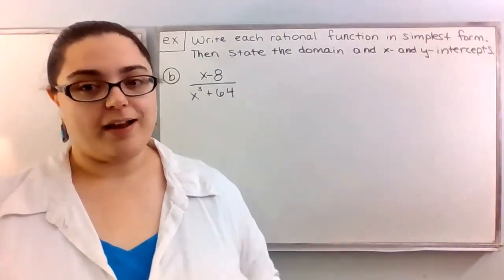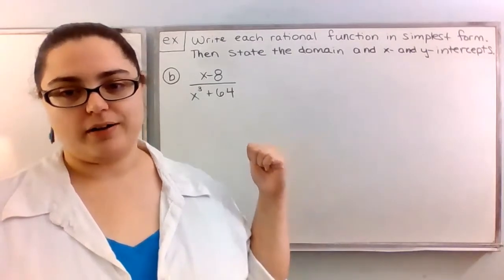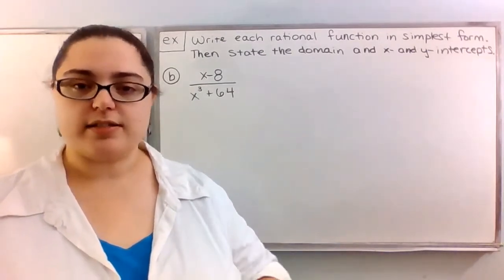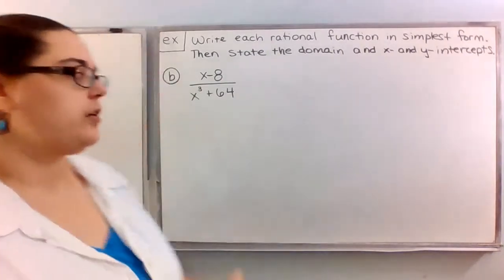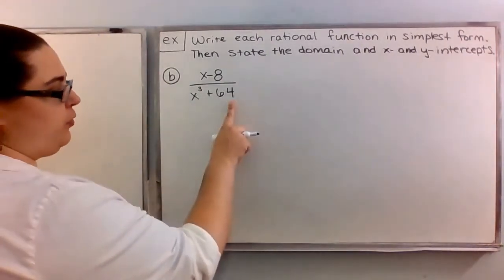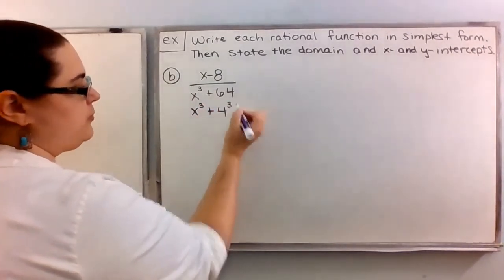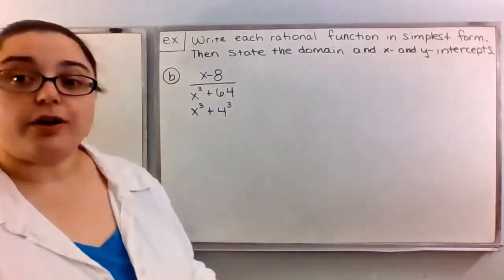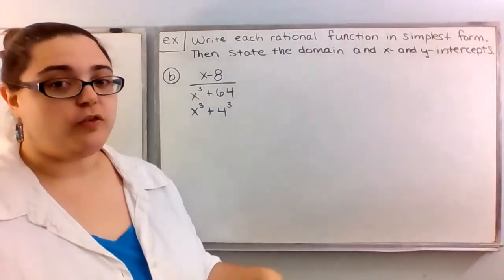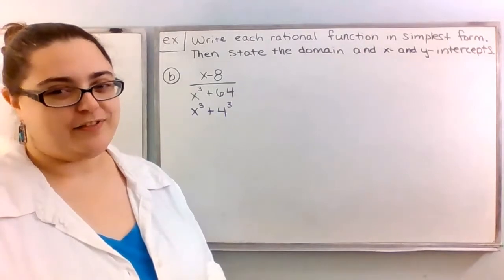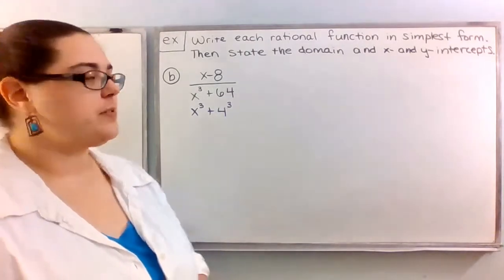So the only thing we have to factor is the denominator. Now, I happen to recognize the denominator as the sum of perfect cubes. So x cubed plus 64 is the same as x cubed plus 4 cubed. In our class, you are expected to recognize this form and know how to factor it. So let's talk about how to factor the sum of perfect cubes.